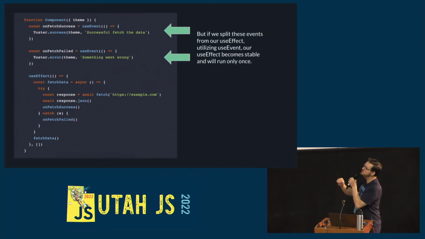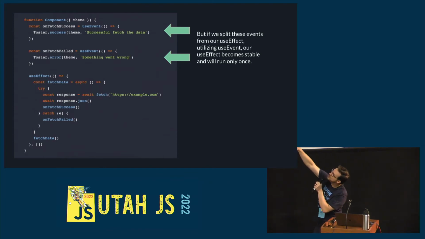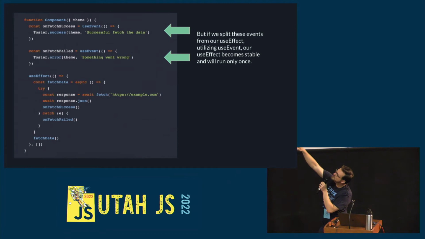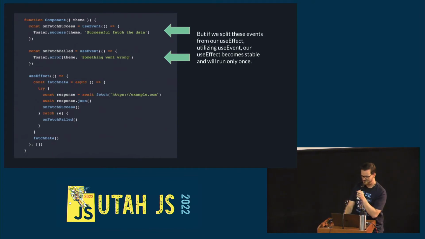But we could use useEvent to strip out those things. We could take those extra bits of functionality that were dependent on our theme, rip them out and put them inside of the useEvent. And thus, as our theme changes, our function will stay stable. And thus, our useEffect could have an empty dependency array and trigger only once, just like we want it to. So it has a lot of really neat benefits in that regard.